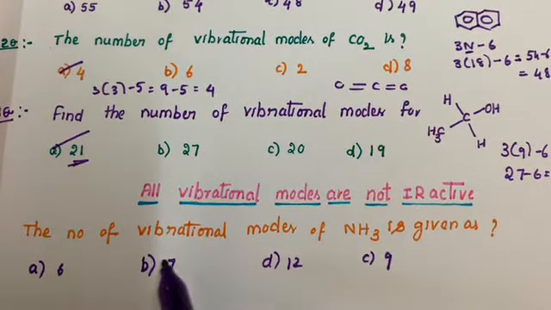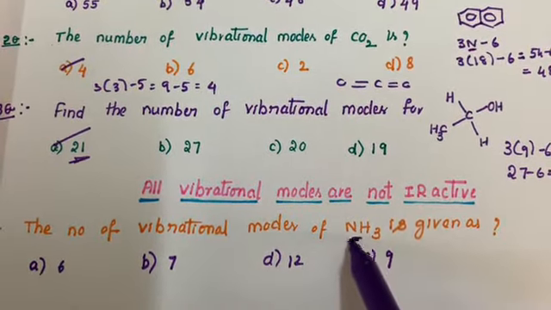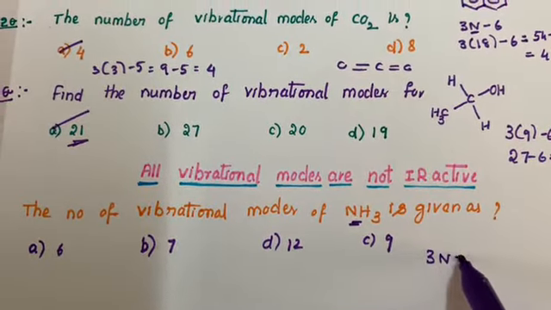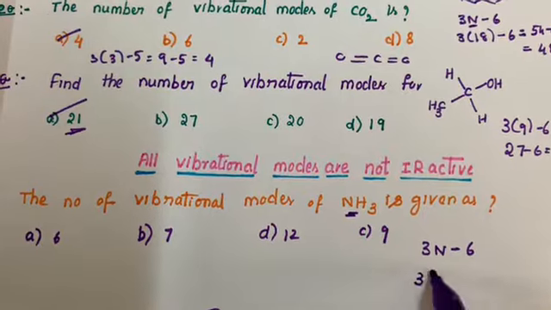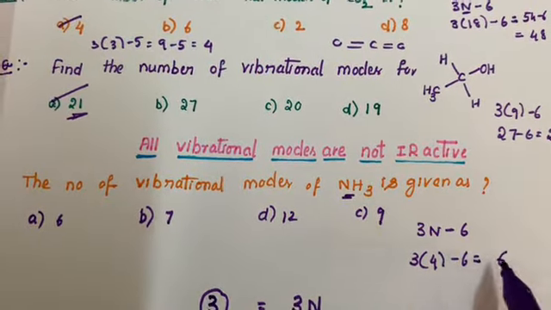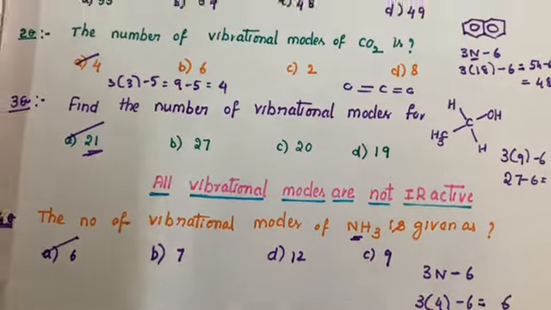Here the number of vibrational modes for NH3 is also the same method. It is pyramidal, which is non-linear, so you consider 3n minus 6. Here n is 4, so 12 minus 6, which equals 6. So option A will be the right answer.